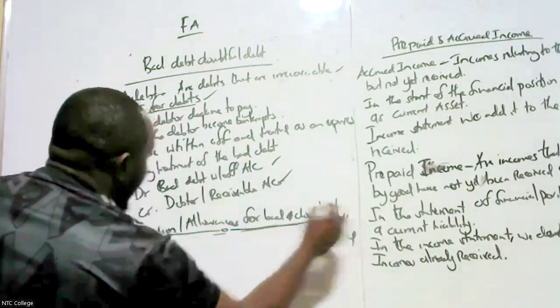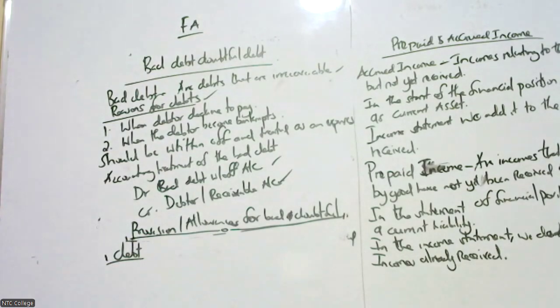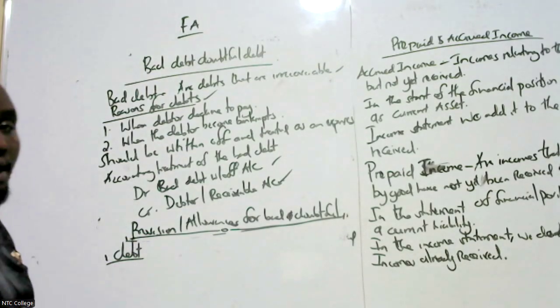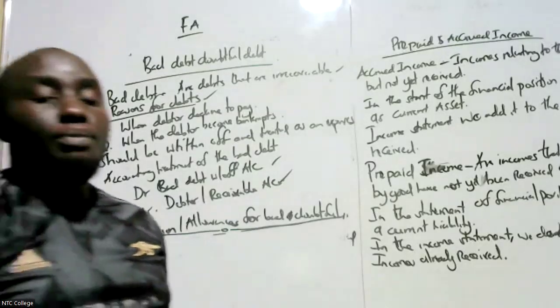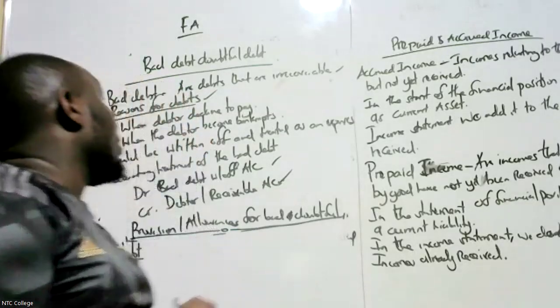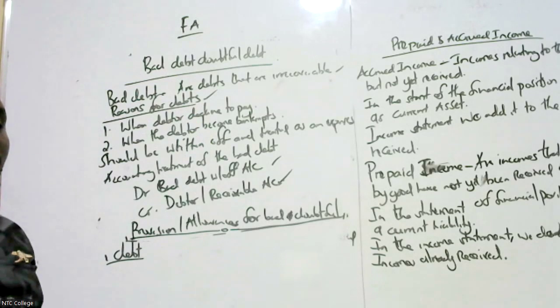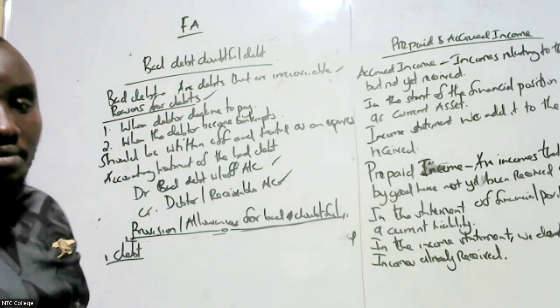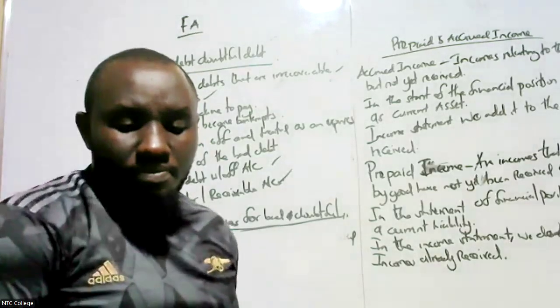We have done depreciation as one of the adjustments to the final accounts. We've done prepayment and accrual, both on the expense and the income, and we're now on bad and doubtful debt. So what is a provision?